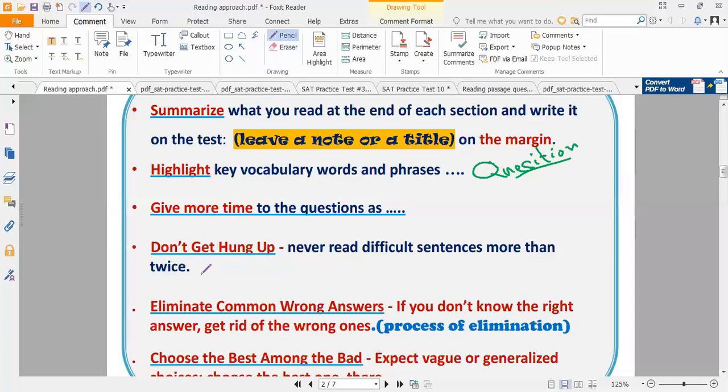If you didn't understand the passage, you leave it and go to the next one. We'll try to get the overall meaning of this part.